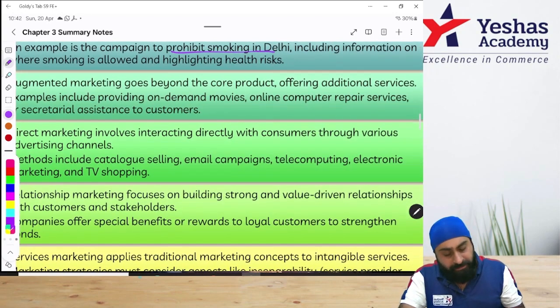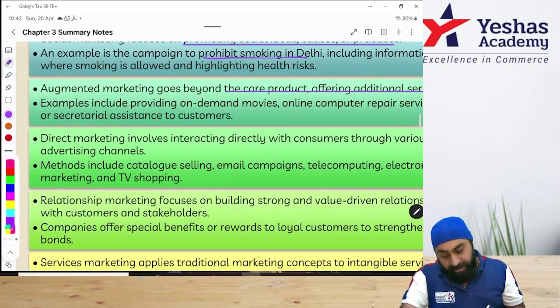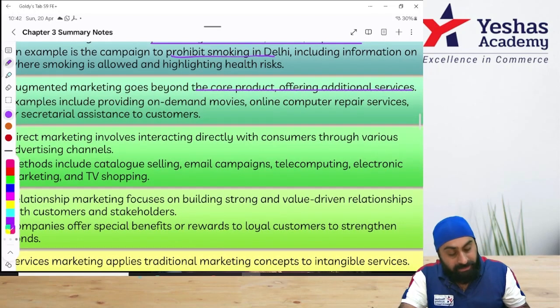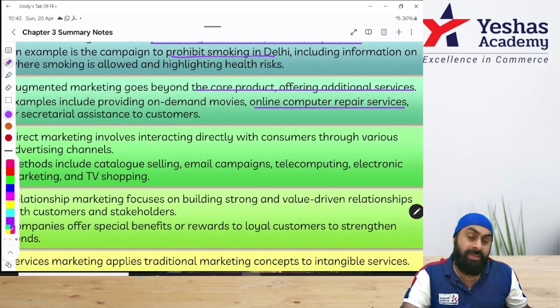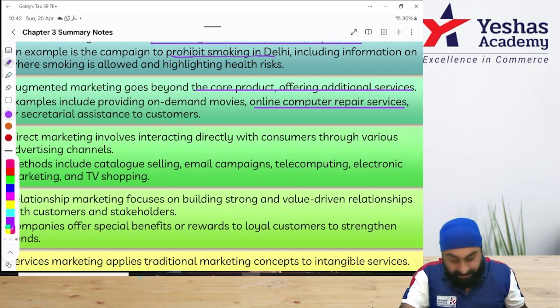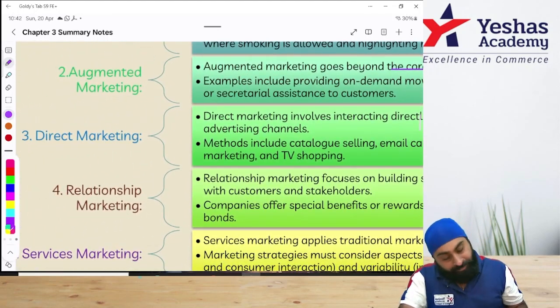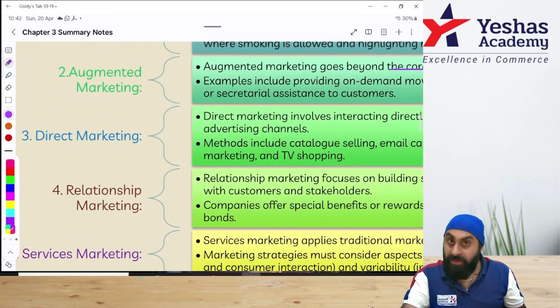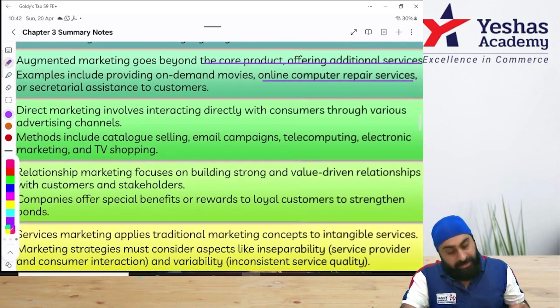What is augmented marketing? Beyond the core product, offering additional services. Examples include providing on-demand movies, online computers, giving you repair services. Amazon says you buy stuff from me, I will give you a 7-day guarantee and warranty on the product. So these are augmented marketing. The third category is called direct marketing.